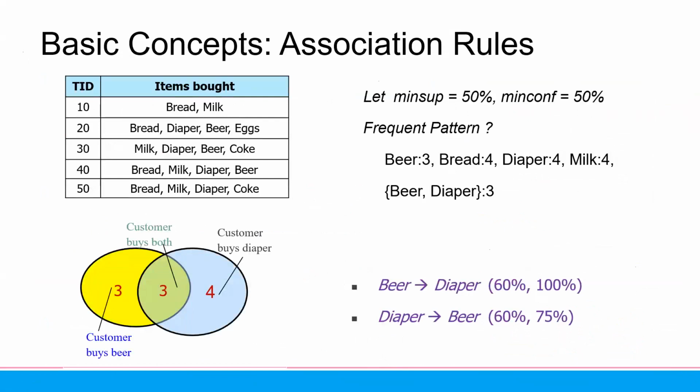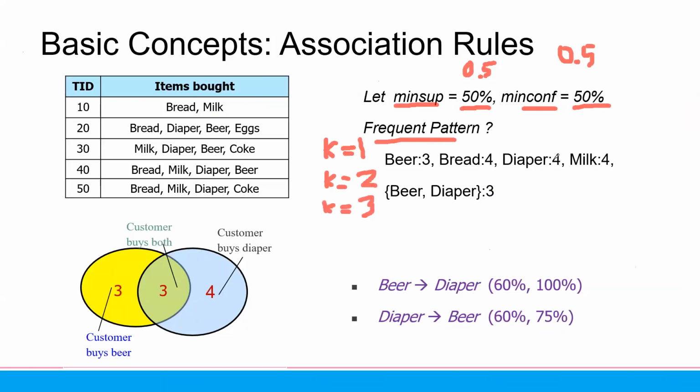So let's put a number. I have the minimum support as 50%, or you can say 0.5. And the minimum confidence is also 50%, 0.5. And you can calculate this one. What is the frequent pattern? As you know, when k equals 1, you can check. When k equals 2, you can check. And when k equals 3, you can check. And you need to satisfy this threshold.